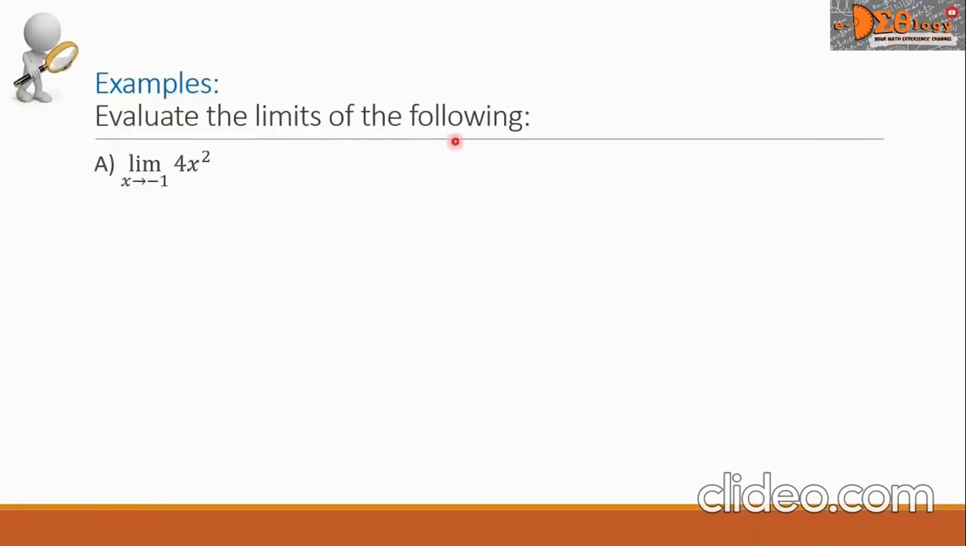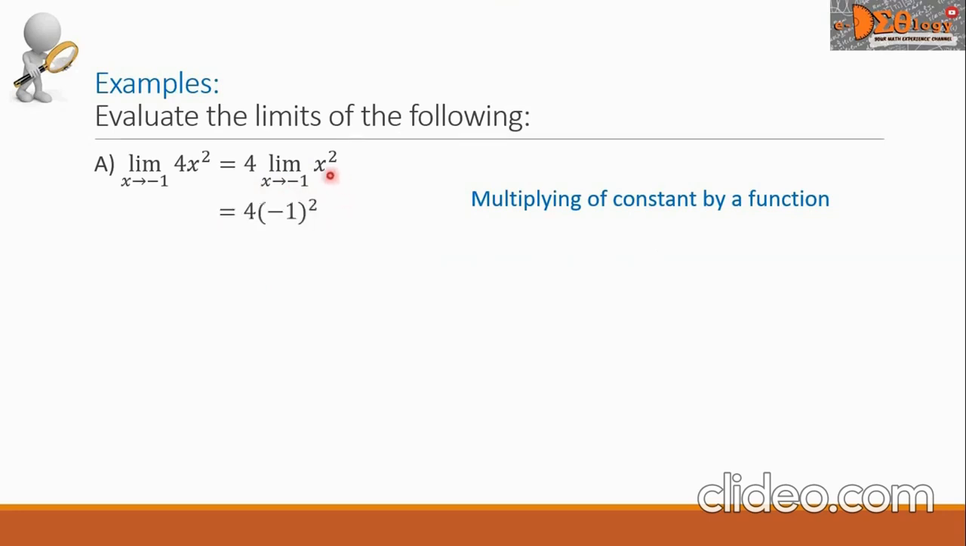Evaluate the limits of the following. Example A, limit of the function 4x squared as x approaches -1. Here, we're going to take the limit of the function x squared as x approaches -1. Then after that, we will multiply this with that constant 4. Let us now evaluate the limit by substituting this -1 to the variable x.